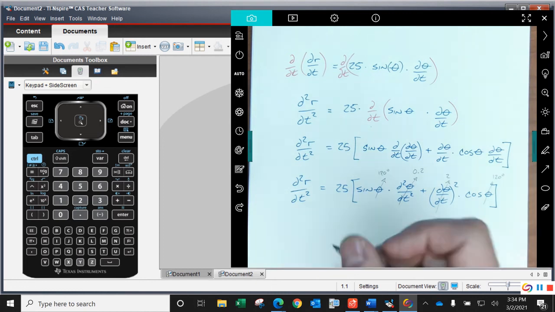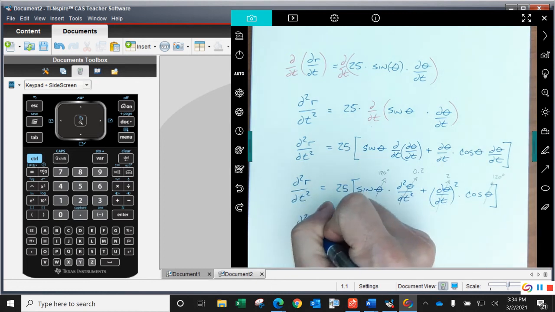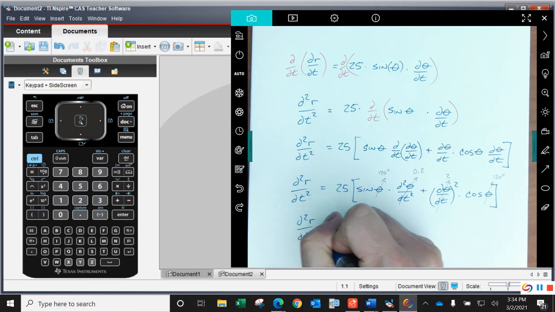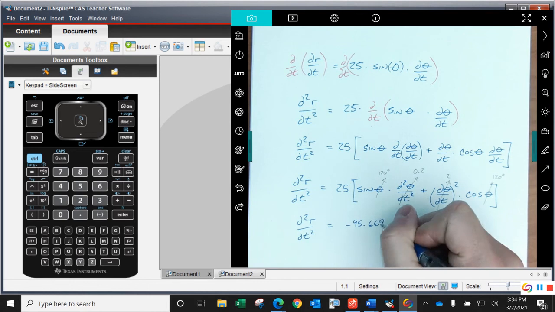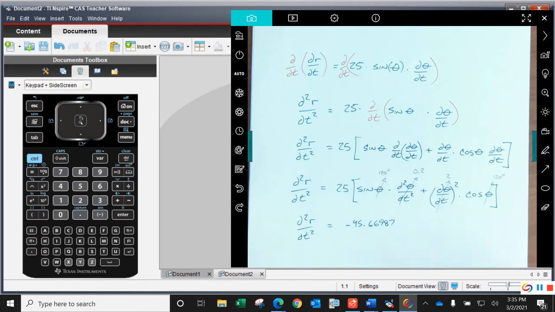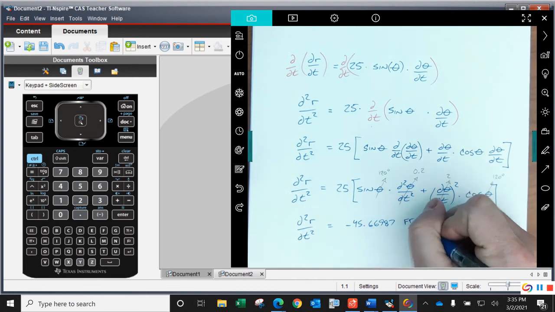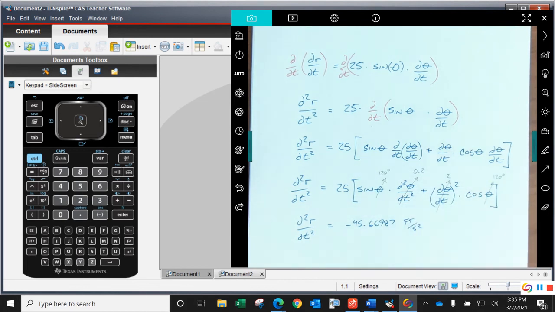As I entered this in, I got a negative 45.66987, and I'll let you round to where you see fit, but that would be in feet per second, feet per second squared, like so.